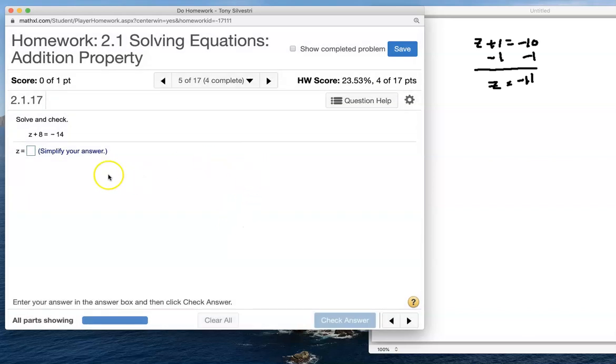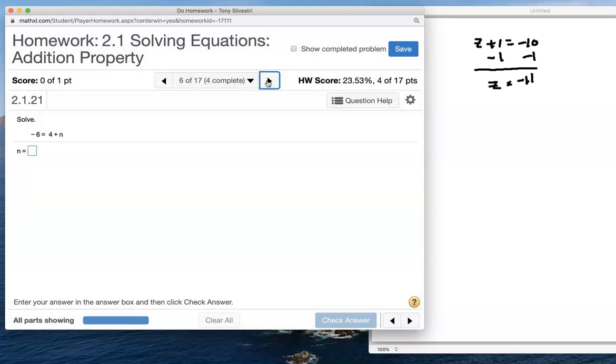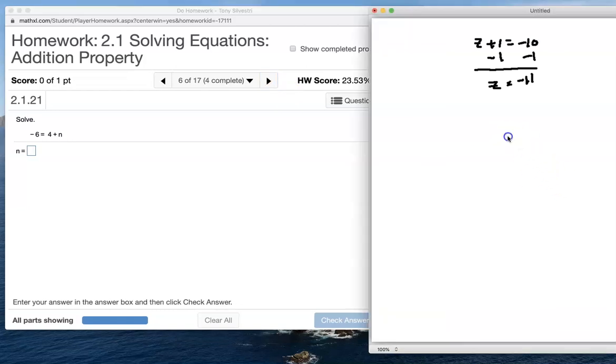I'm going to let you do 5 because that's just like what we just did there. They're all pretty much the same, guys. Over here, maybe this is a little bit different because we have the n on the right, and it really doesn't matter. Just to get your mind away from always thinking that the variable's got to be on the left.